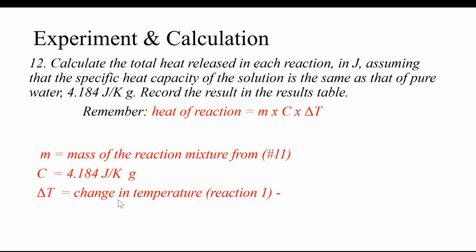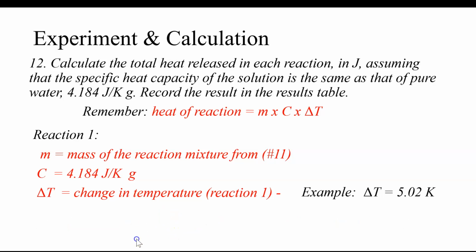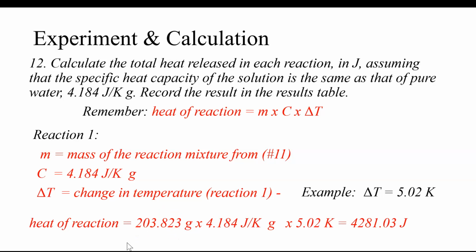Now let me give you an example of my reaction number 1. My mass is 203.823 grams. This number I obtained from number 11, multiplied by 4.184 joule, multiplied by the change in temperature. This example is 5.02 Kelvin. Now yours is going to be different. You multiply all this together, I got 4,281.03 joule.